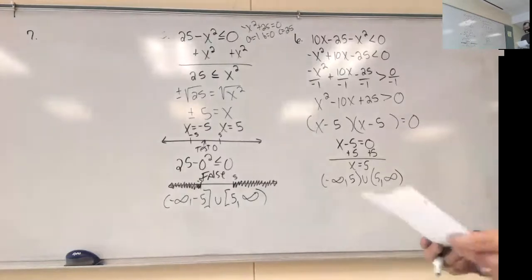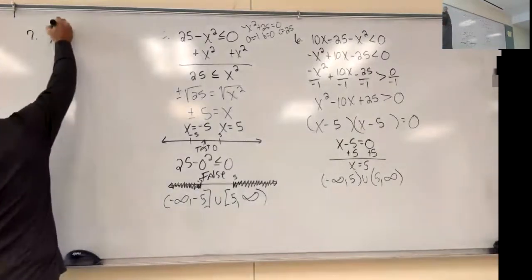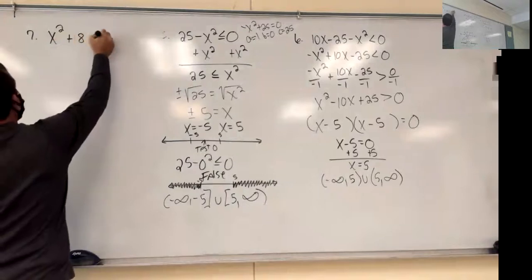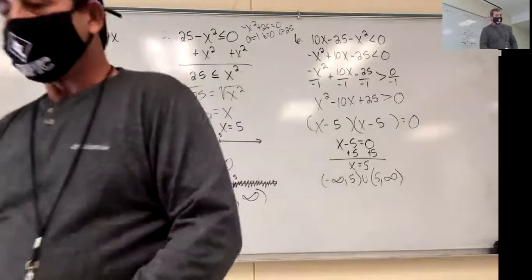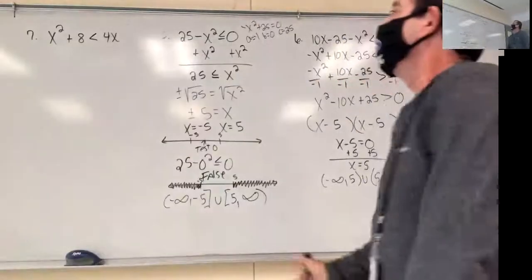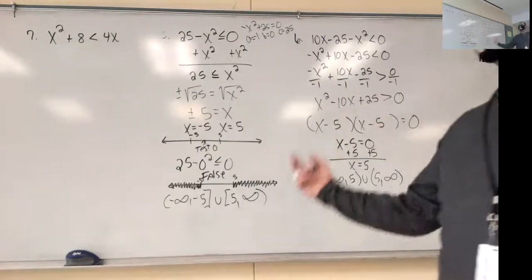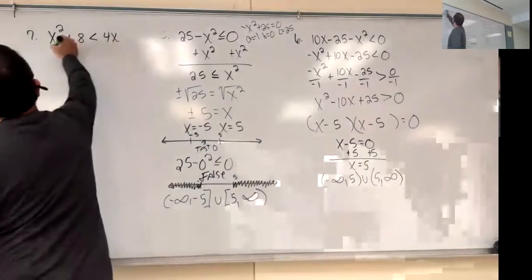All right, y'all, for number 7, we're going to mix this one up also. I got an x squared plus an a is less than 4x. So I do got the x squared term, the number term, and the x term. So I need everything on one side equal to a 0. So I'm going to subtract 4x from both sides.